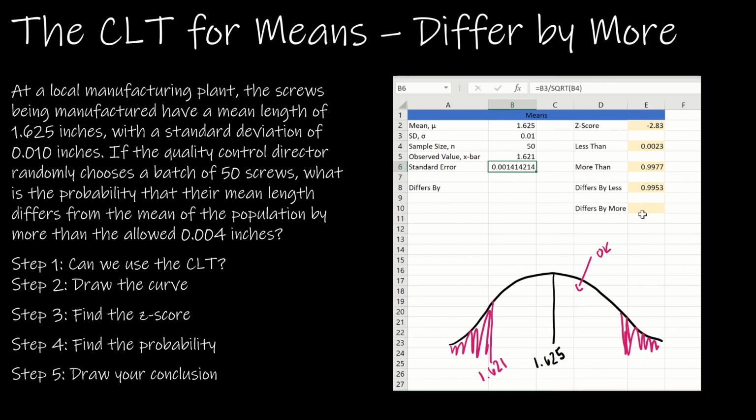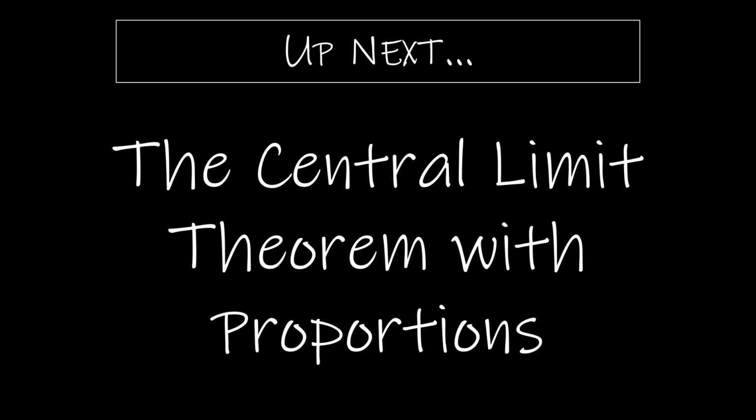Now, again, differs by more. So all I'm going to do is I'm going to find the area to the left of 1.621 and then double it, because that's going to give me this area on the right as well. So just like I did on differs by less, I'm going to take 2 times NORM.S.DIST of my z-score, comma 1. And again, differs by more than is that very, very small value.